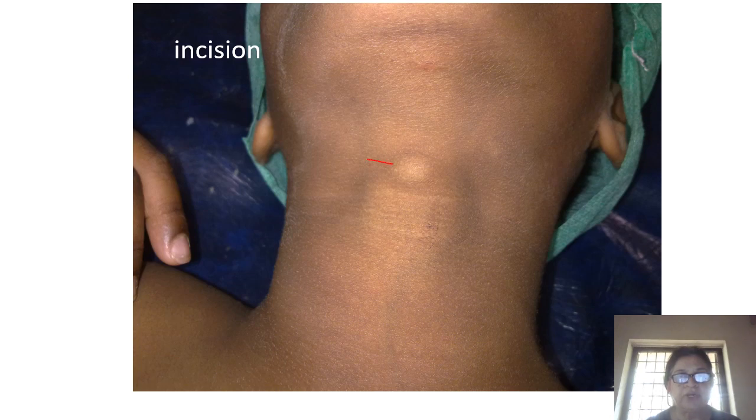See, you would put an incision over the summit of the cyst. If the cyst was here, you would put it here. If the cyst was lower down, you will put it lower down. So you will put an incision over the summit of the cyst. If the cyst was in the suprasternal area, accordingly you will put the incision.